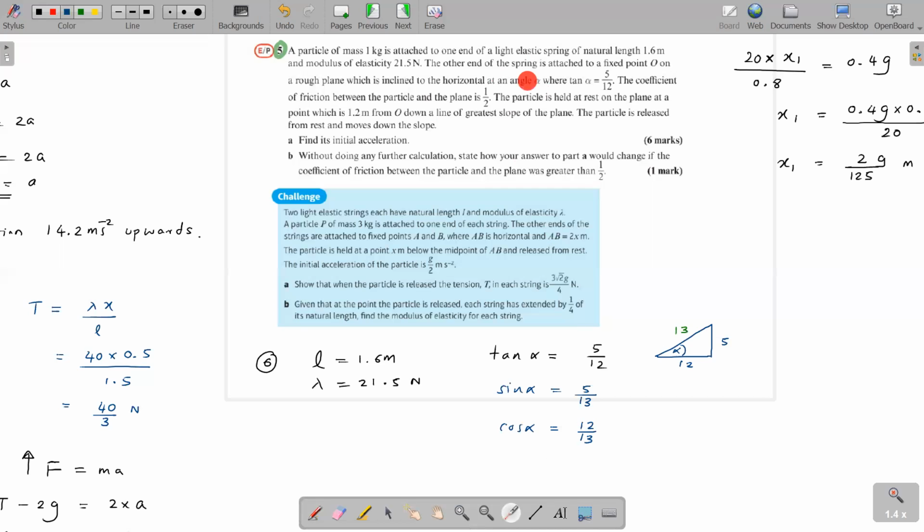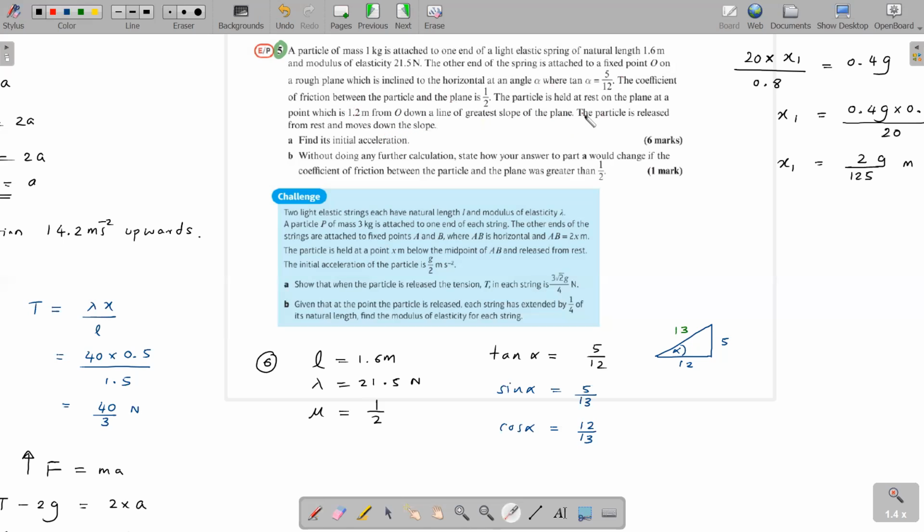They say the other end of the spring is attached to a fixed point O on a rough plane, which is inclined to the horizontal at an angle alpha. The coefficient of friction is the mu value, which is given as half. The particle is held at rest on the plane at a point which is 1.2 meter from O down a line of greatest slope of the plane.